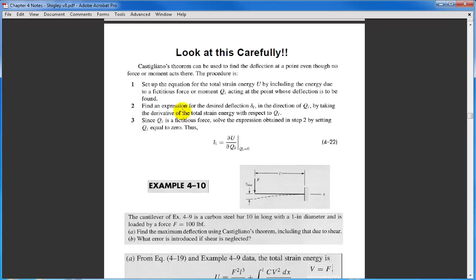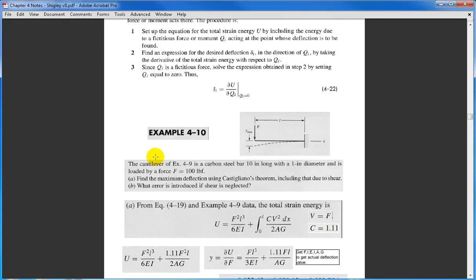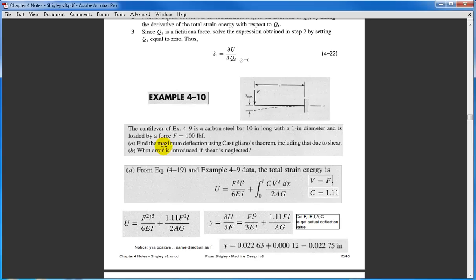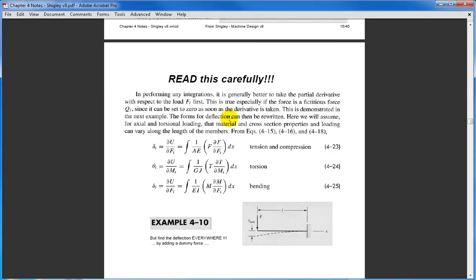Now, I believe the way my notes were arranged, this next example does not implement that idea. We're going to be seeing so many other examples. You look at this one on your own.